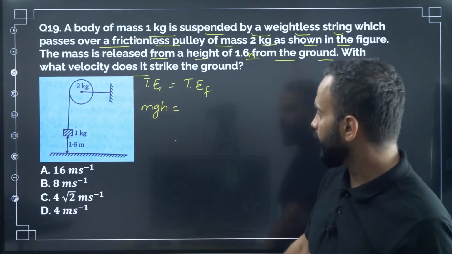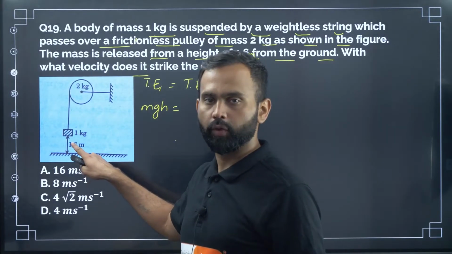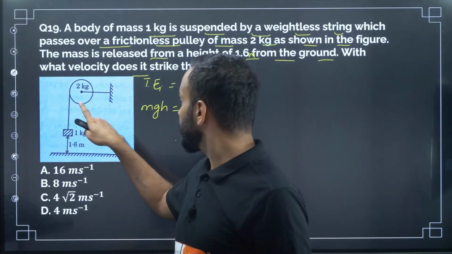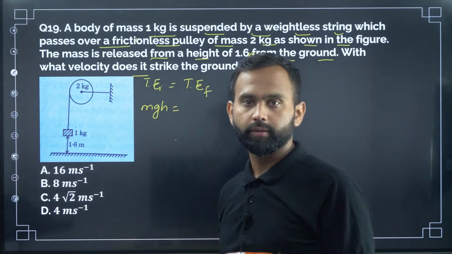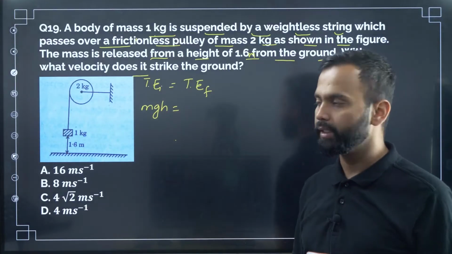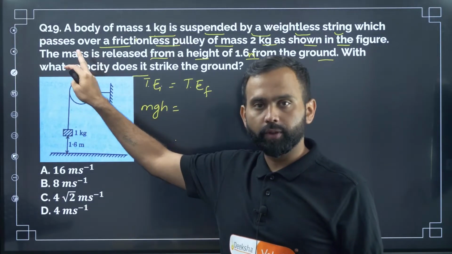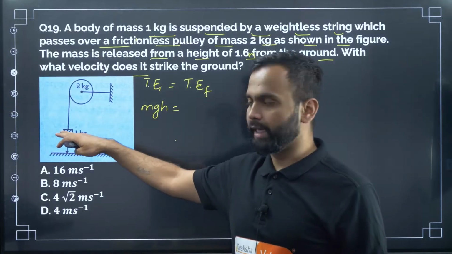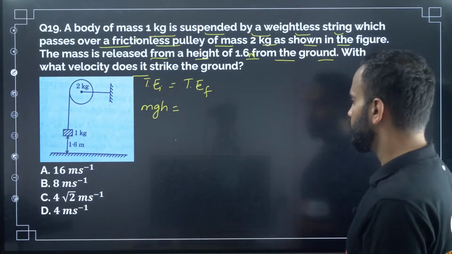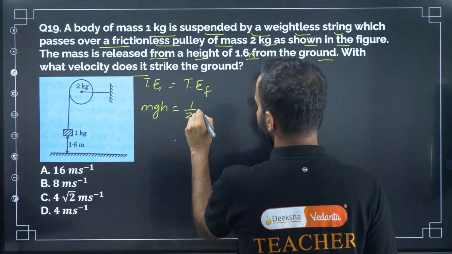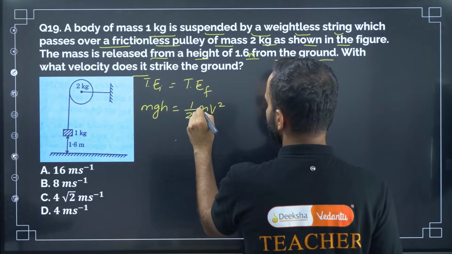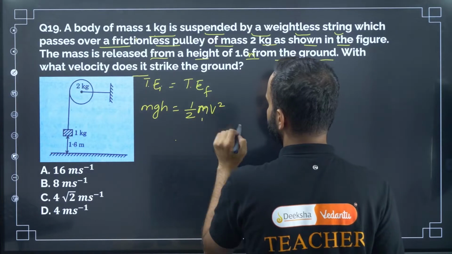Final total energy is the kinetic energy of this block plus the rotational kinetic energy of the pulley. The pulley is rotating, right? So rotational kinetic energy of the pulley plus translational kinetic energy of the block. So what is the translational kinetic energy of the block? That will be half m v square.